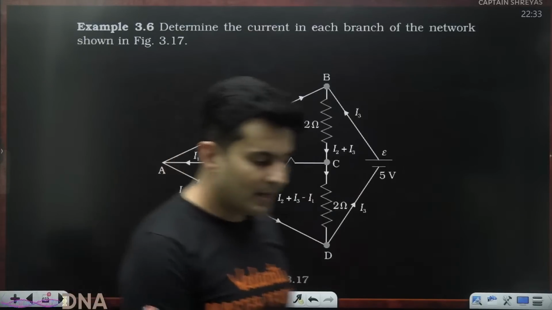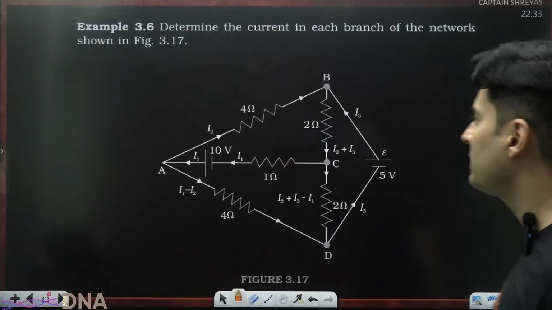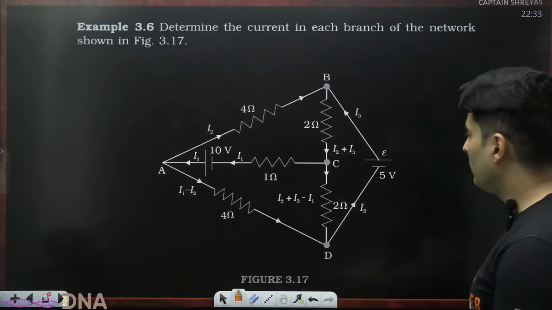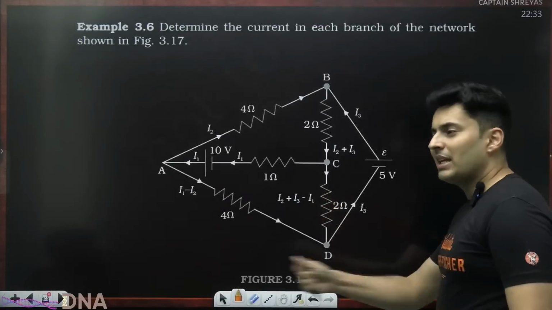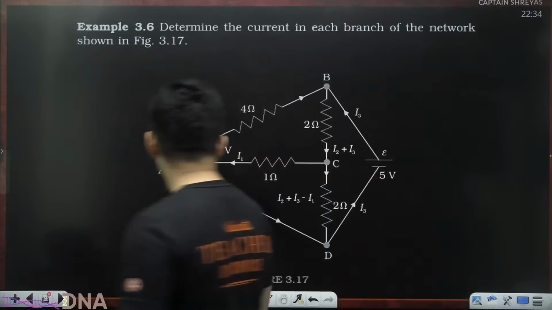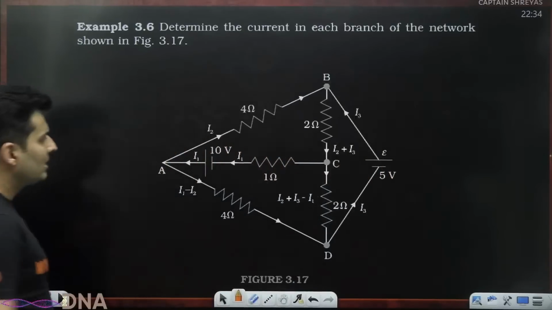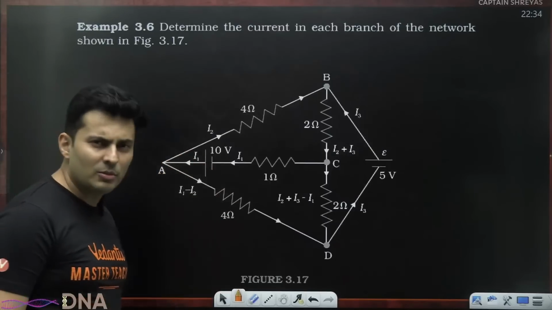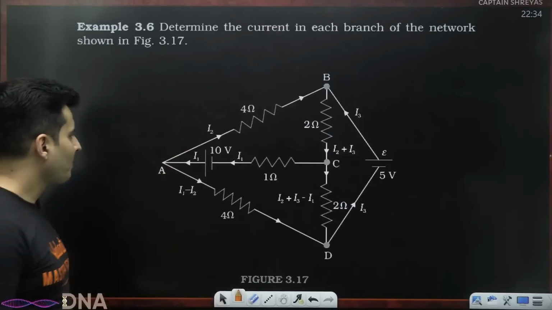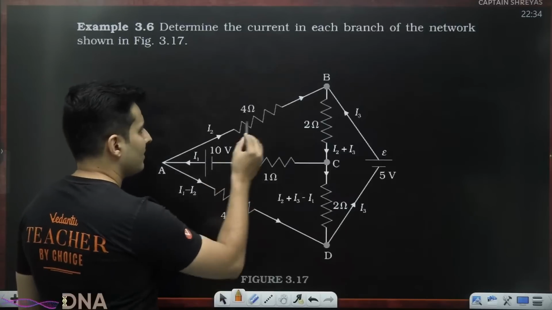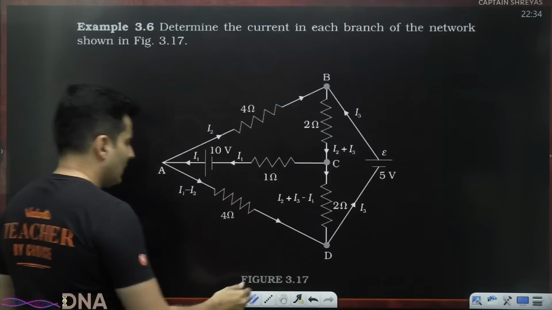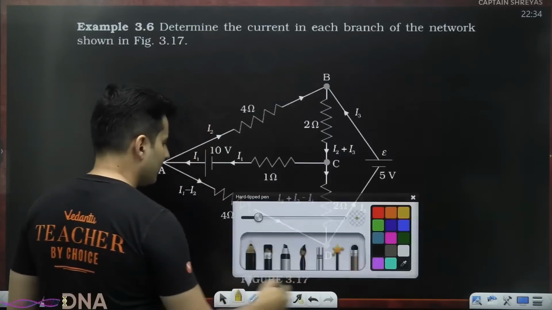Awesome. Here we come. The next NCERT example. Determine the current in each branch of the network. Now, see, over here, many batteries are there. But already, they have shown some distributions. Let's see how this works. So there is a battery, resistor, resistor, resistor, resistor, resistor, battery over here. So just assuming a few currents right over here like this.